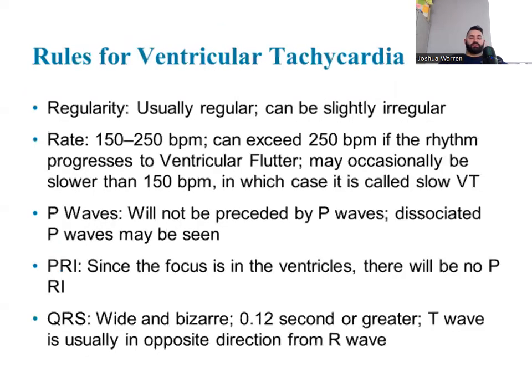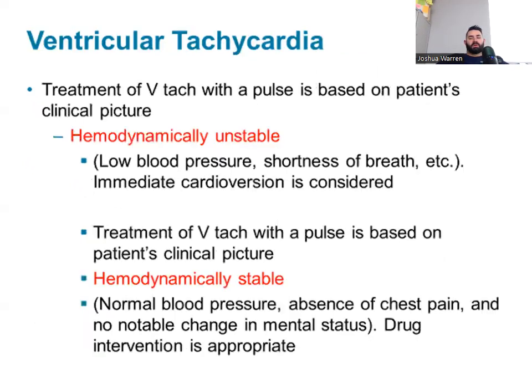All right, the rules for VTAC. It's usually regular. It's fast as heck. There's no P waves. And there's no PR interval. So it's big, wide, juicy, greater than 3 blocks wide. T waves usually the opposite direction. Now, treatment of VTAC is based on the patient's clinical picture. Are they stable or nah?